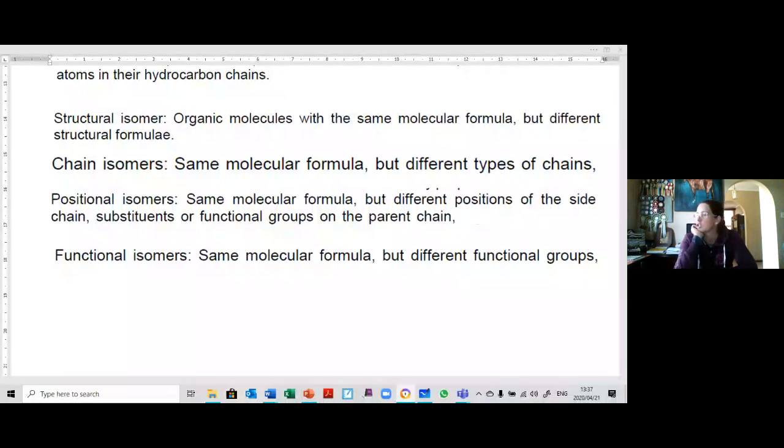Selma, yes. So chain isomer is when I move a carbon, whereas a positional isomer is where I move the OH group, or I move the halogen, or what else can I do as a chain isomer? I think that's about it. Okay. So chain isomers is I move a carbon to create different chains.